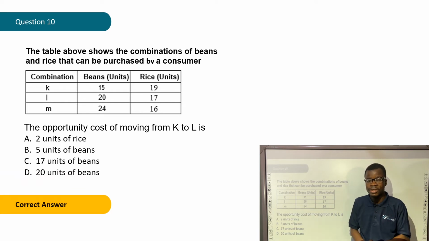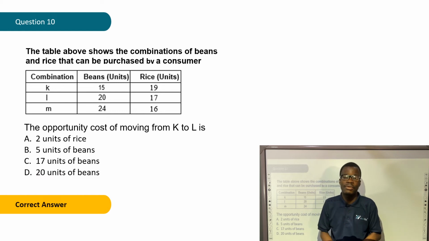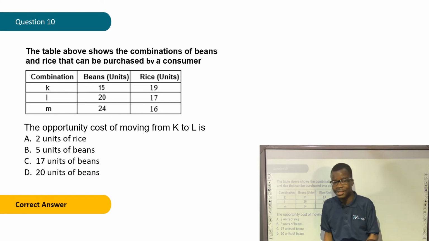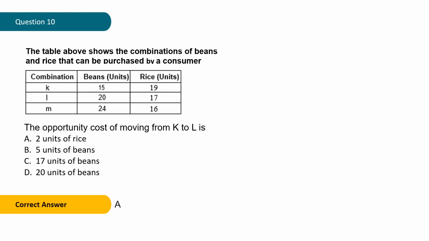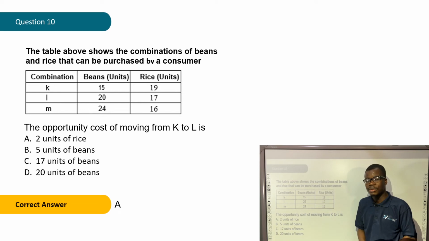This is a very simple question. What you only need to do is look at the table again, then decipher the right answer. What's going to be the right answer? You're trying to guess there. Let's see. The right answer is option A. How is it option A? Let's go back to the table.